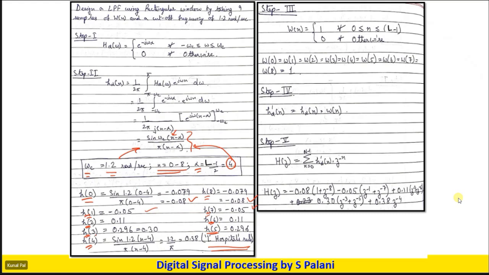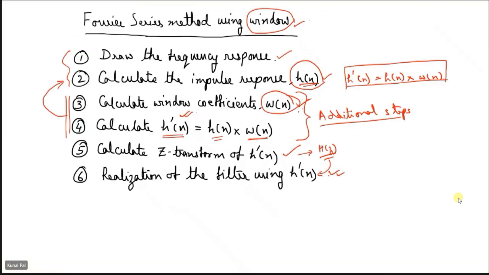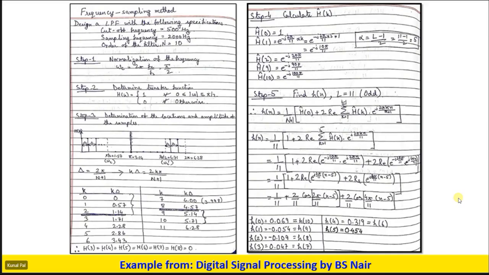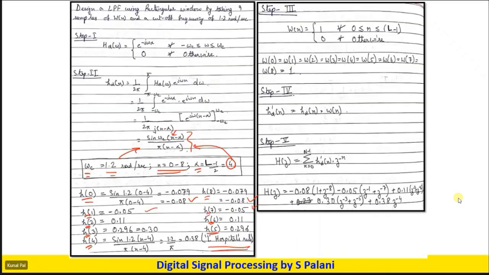But now in the method, what I said, we have to calculate the window function Wn. In the Wn, we will be having a value of 1 when n varies from 0 to L minus 1, that means 0 to 8. Accordingly we will be calculating the values W0 to W8, which are 1.